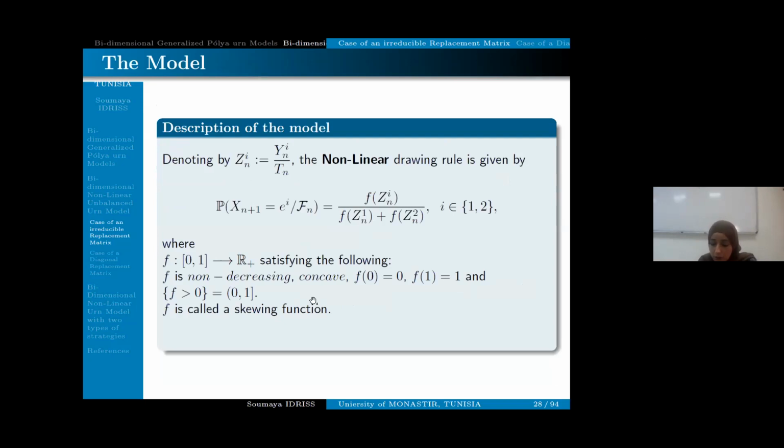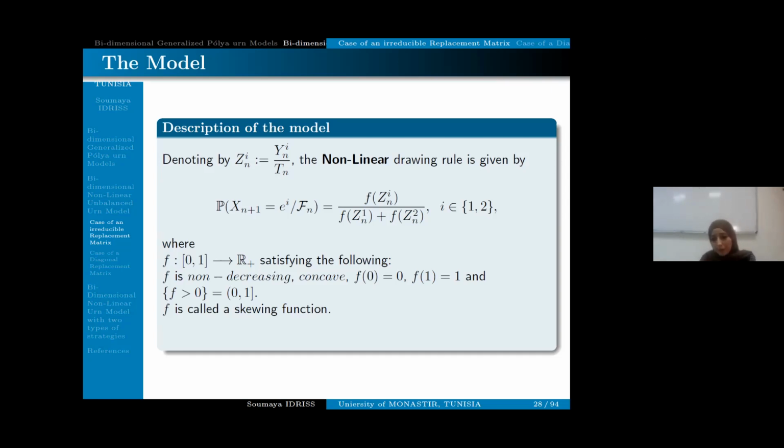This one? Okay, F is defined on [0, 1]. Because if it was concave on R plus, not only on [0, 1], then automatically it would be non-decreasing. Excuse me? If F was concave on R plus, but on [0, 1] only, then it will be systematically non-decreasing. Okay, there is no ambiguity here. Thank you.